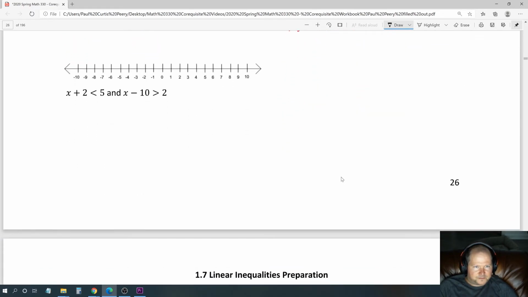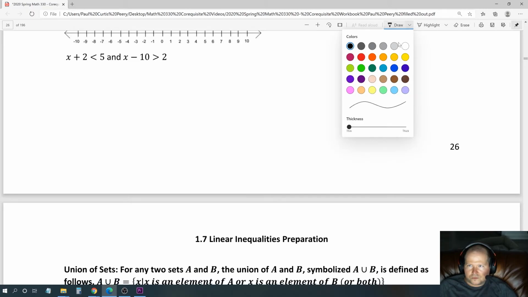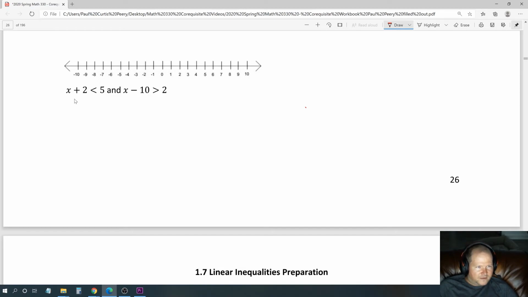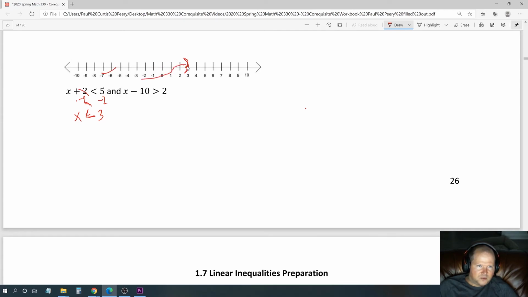All right, let's try another one. We'll do them separately again. So we're going to graph these separately. x plus 2 is less than 5. Minus 2, minus 2, cancel, cancel. x is less than 3. So we're going to plot the 3, and we say x is less than 3. Because this is just less than and not less than or equal, we have the parenthesis opening up towards the left. So we just shade all that in.